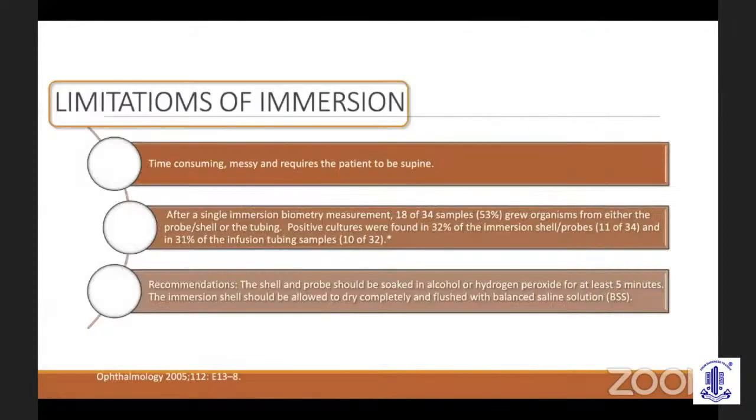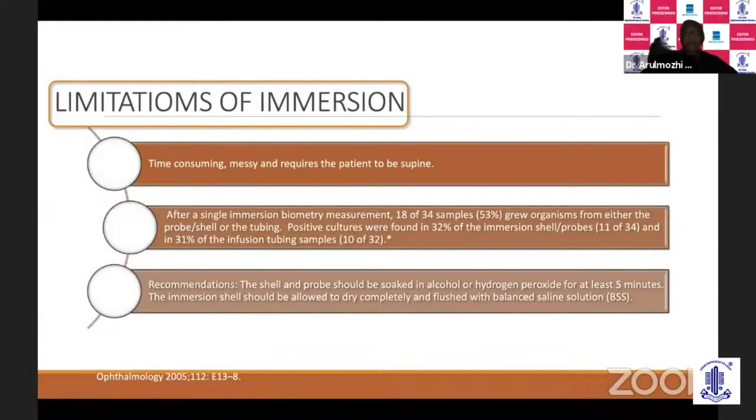The limitation of the immersion method is that it is time consuming and messy. It requires the patient to be supine, and improper cleaning can be a causative factor for cross infections between patients. So the shell and the probe should be soaked in alcohol or hydrogen peroxide or bleach and cleaned properly.